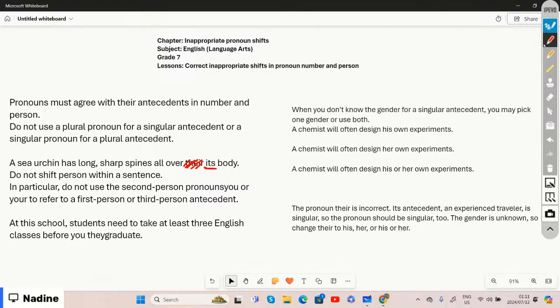In particular, do not use a second person pronoun, you or your, to refer to a first person or third person antecedent. A second person pronoun is like saying you or your. So we shouldn't use it to refer to a first person or third person antecedent.